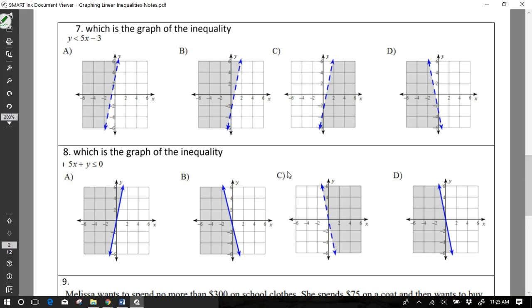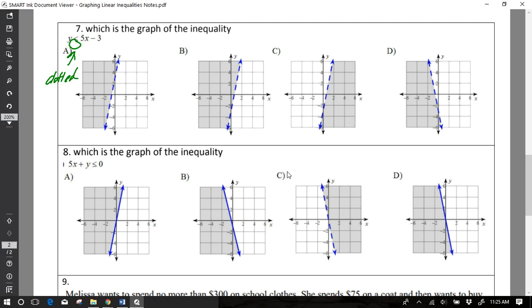The key features I'm going to look for are still going to be, okay, is there a line underneath? And that is going to tell me dotted or solid, okay? In this case, it tells me dotted.